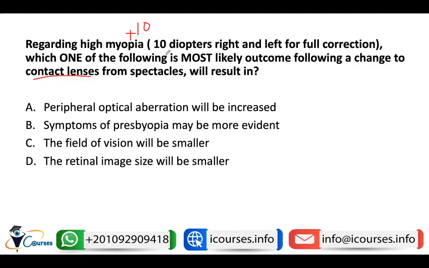These lenses will be thick, and the periphery of the lens will induce some problems, like the prismatic effect causing peripheral aberrations. So these aberrations will be more if they are wearing a spectacle, not if they are changing to contact lens. So A is not the right answer. Can you think of another answer?